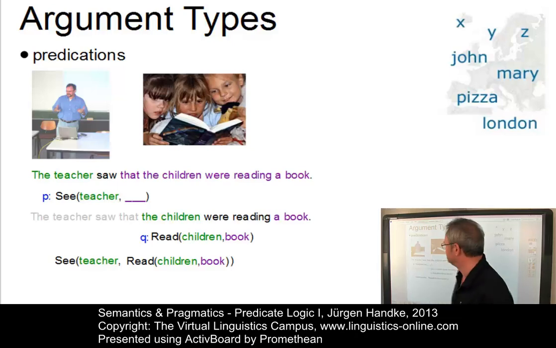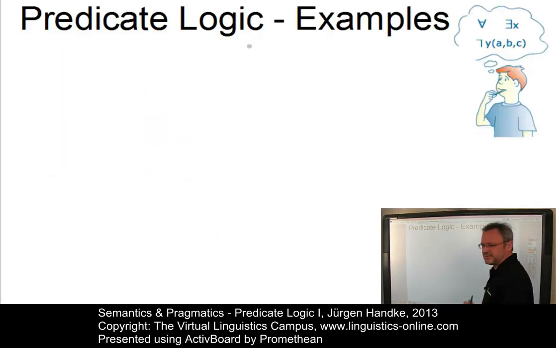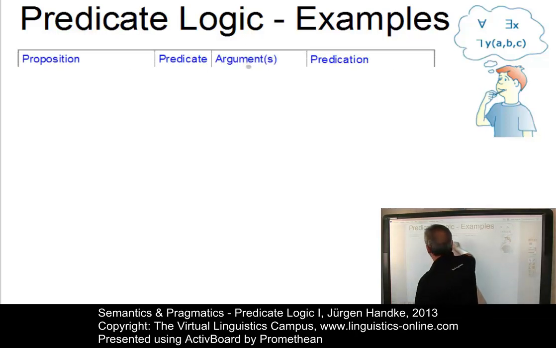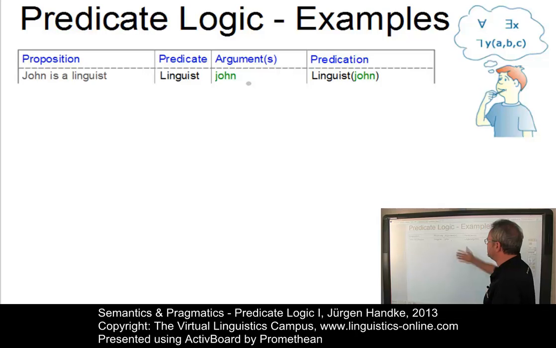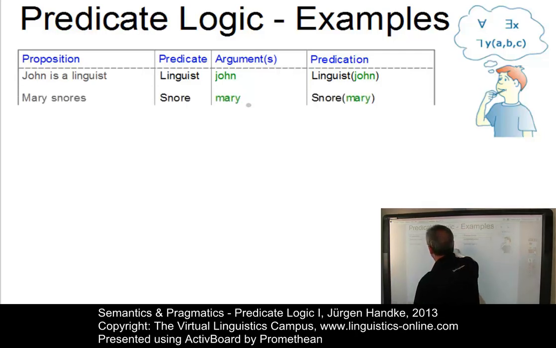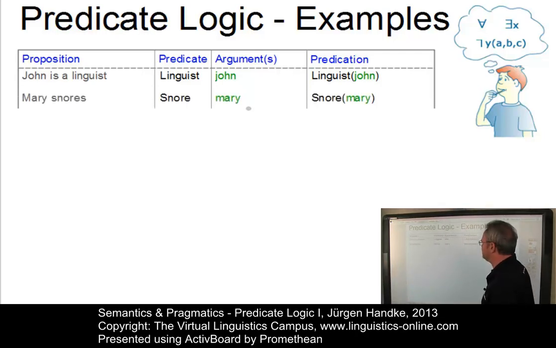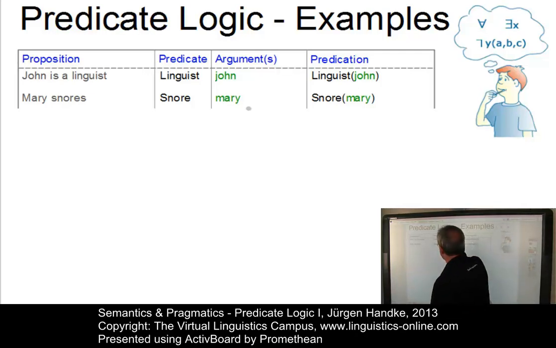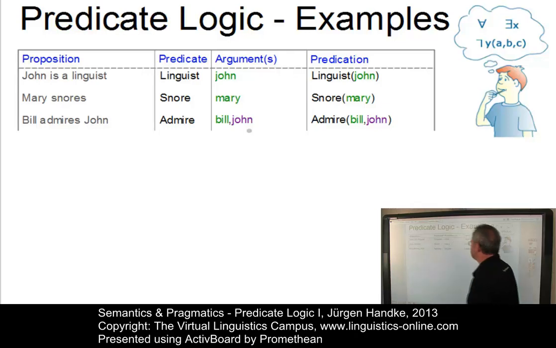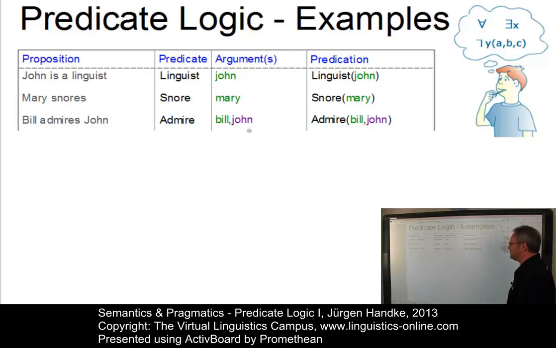Shall we practice a little bit? Okay, let's look at some examples. Here is the first. John is a linguist. The predicate is linguist. There is one argument, John, and this over here would be the predication, linguist(John). Another one. Mary snores. Again, a one-place predicate. Snore, one argument, Mary, and the predication. Well, you should now understand the system. Let's take a two-place predicate next. Admire is the predicate with two arguments, Bill and John. And the predication, admire(Bill, John).